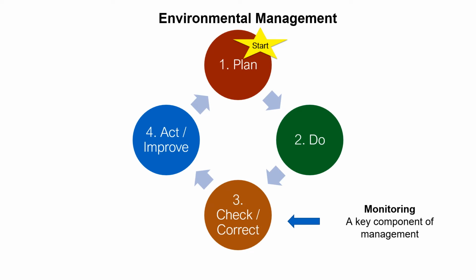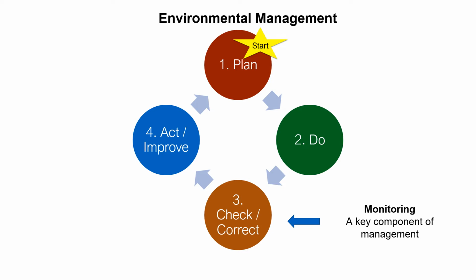Environmental management plans have 4 stages. The first stage starts with a plan that has defined objectives and targets and addresses policy and legal requirements. The second stage, the do stage, is where the plan is implemented. The third stage checks on the quality of the implementation. Monitoring is a key component of this stage.